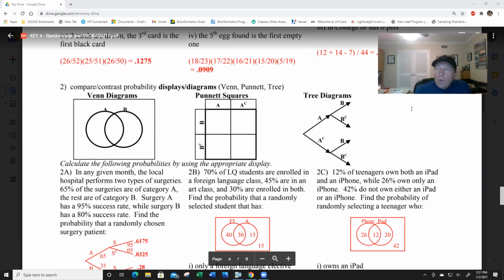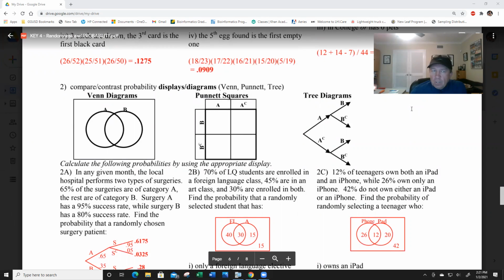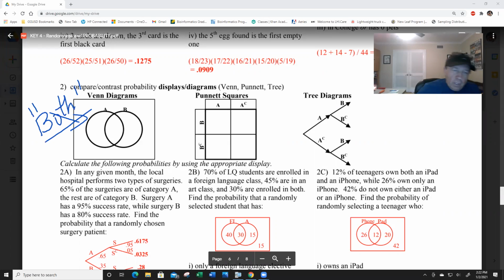All right. So when you're doing statistics, typically Venn diagrams are going to be used, and please write this word down, when the word both is involved. And then it works out.